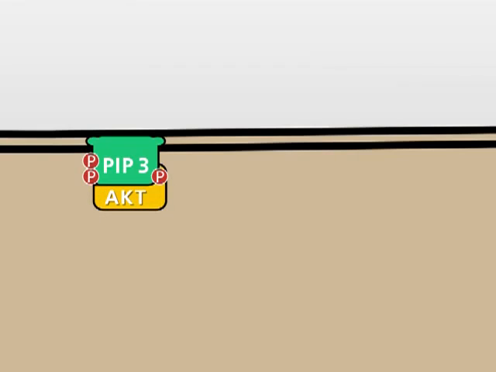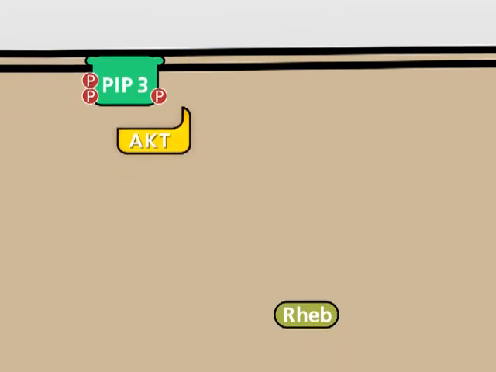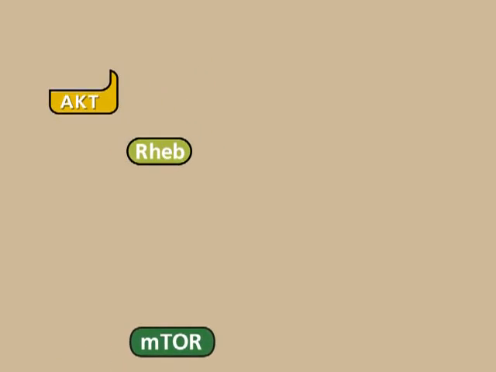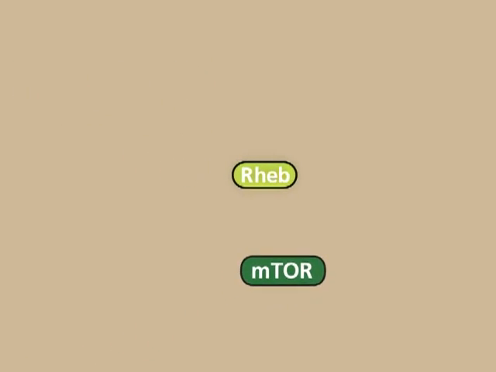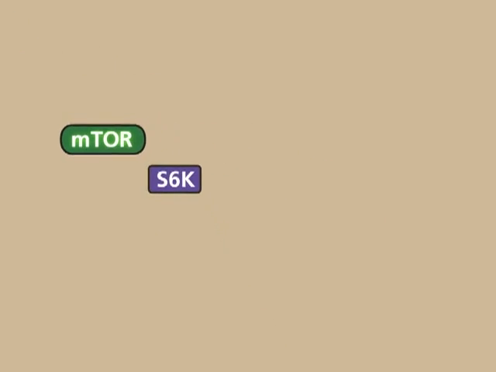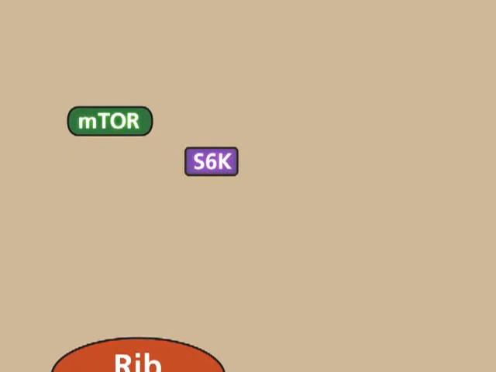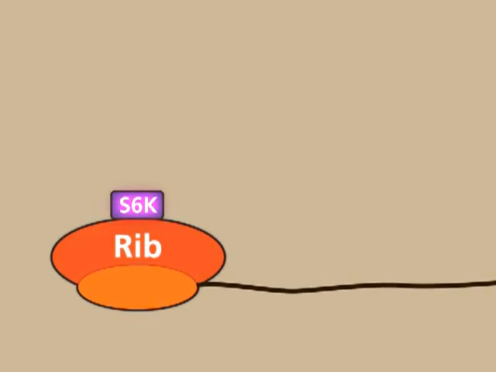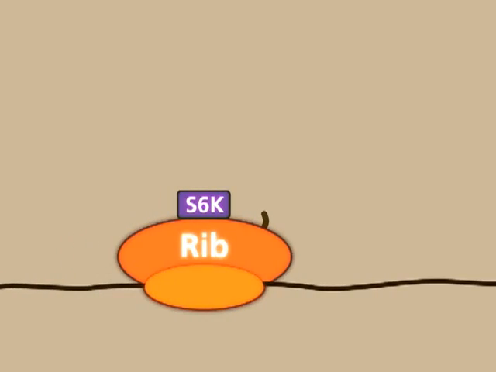Another important effect of AKT is the activation of protein synthesis or translation. This effect is performed via a multi-step protein cascade. The cascade begins with the activation of the protein Rheb, which activates mTOR. mTOR itself interacts with and activates the translation factor S6K. By binding to the large subunit of ribosomes, S6K activates the translation of mRNA into protein.